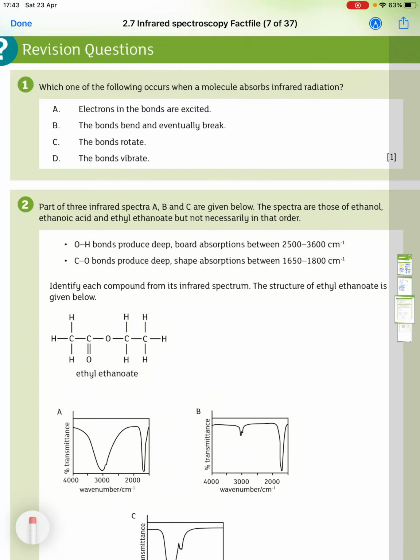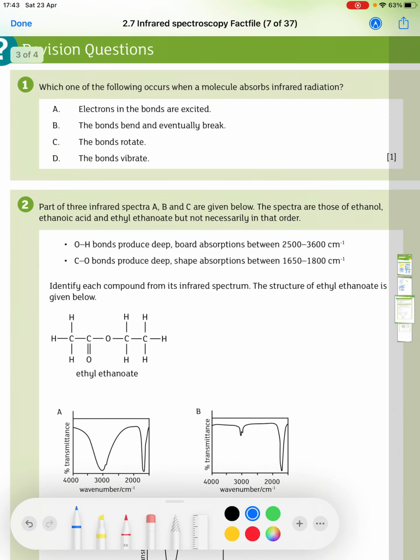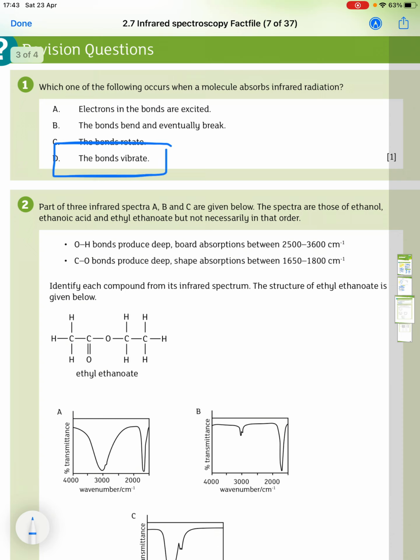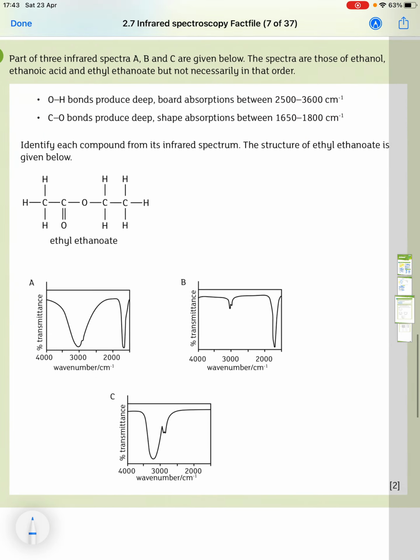These are the answers for 2.7 Infrared Spectroscopy Fact File. So, first question, which one of the following occurs when a molecule absorbs infrared radiation? We're looking for something about vibration, and that is D. The other answers there talk about bonds being excited, bending, and then breaking and rotating. So the answer is D.